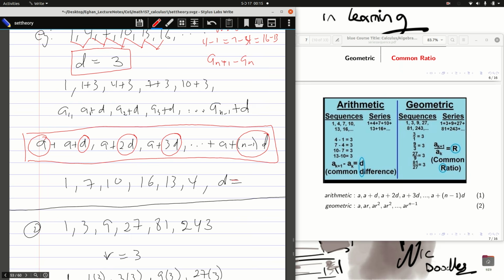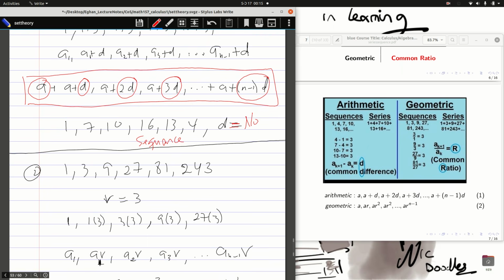Now look at the next one: 1, 7, 10. It asks what is the common difference. I can't find the common difference, because this is not even a sequence in the first place. There's no pattern. So that's how smart you must be, else you waste time thinking it through.